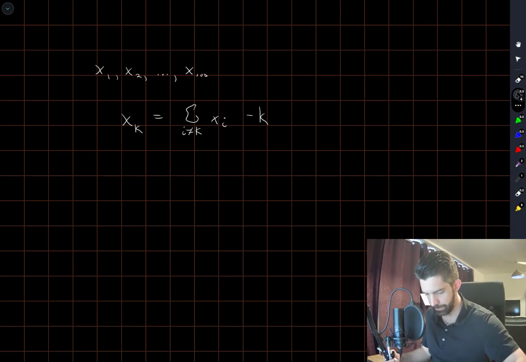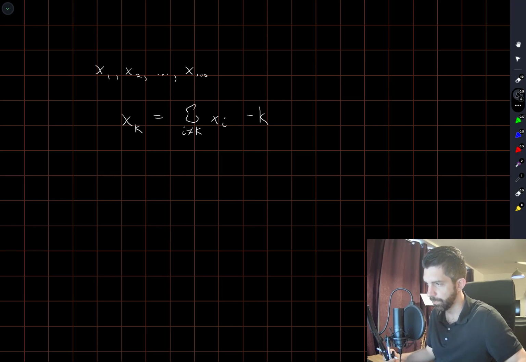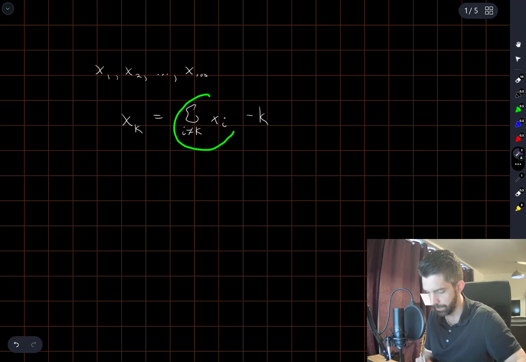So this is what this property looks like for an arbitrary value of k. We're told that xk is exactly k less than the sum of the other 99 numbers. So there's the sum of all the numbers other than xk, and we subtract k, and that gives us xk.